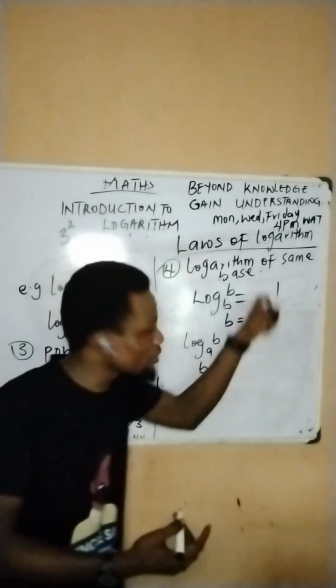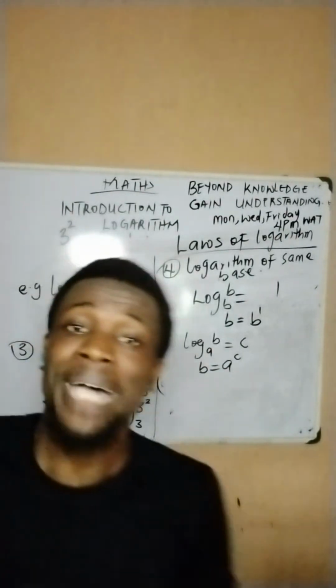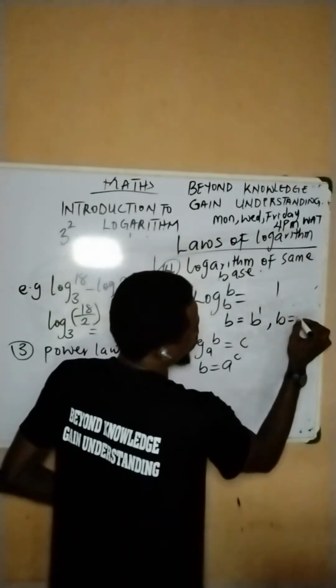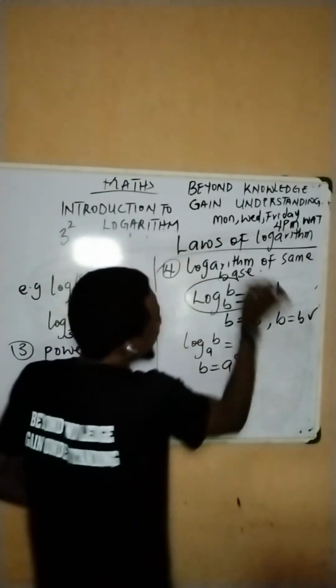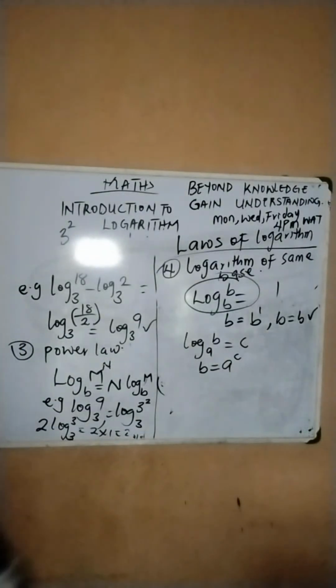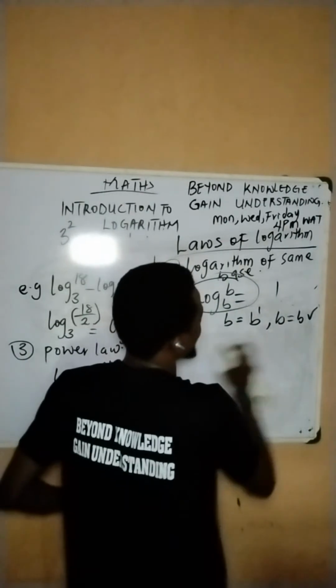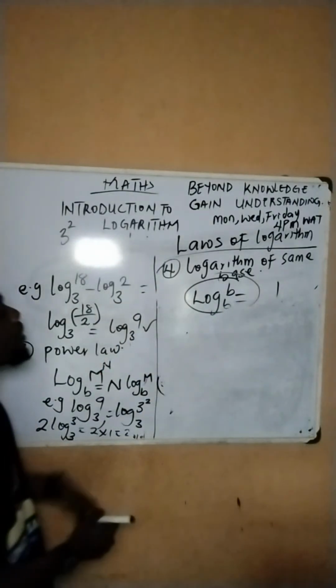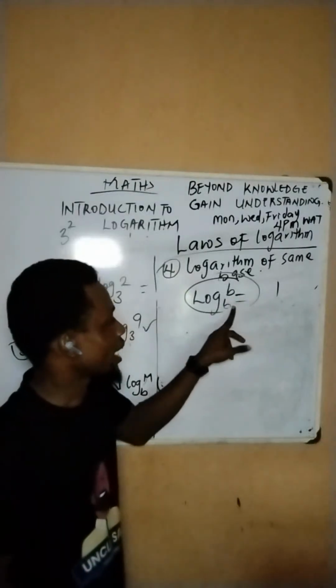And is that mathematically true? Yes, because anything raised to the power of 1 will still give you back that same thing. So b is equal to b. So this law is proving to be true. I hope this makes sense. So anything that has the same value of the log and the base is equal to 1.